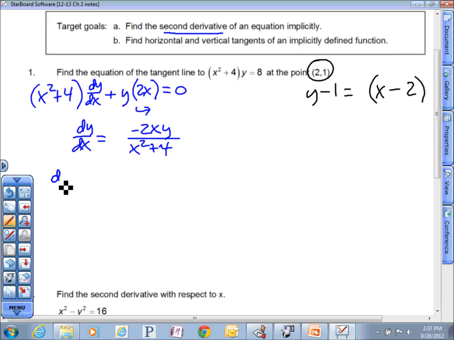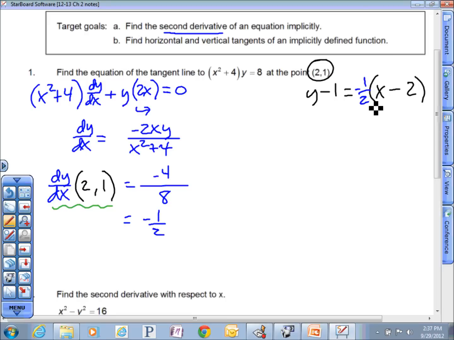So my dy over dx, I'm now going to evaluate that derivative at the point that was given to me, which is 2, 1. So get used to this little notation right here. This means I'm taking the derivative at the point 2, 1. So everywhere I see an x, I'm plugging in a 2. Everywhere I see a y, I'm plugging in a 1. So in the numerator, I've got negative 2 times 2 times 1, which would be a negative 4. Denominator, I've got 2 squared, which is 4 plus 4, which would be an 8. So my slope of my tangent line would be negative 1/2. So I bring this over here, and there is my equation of my tangent line.